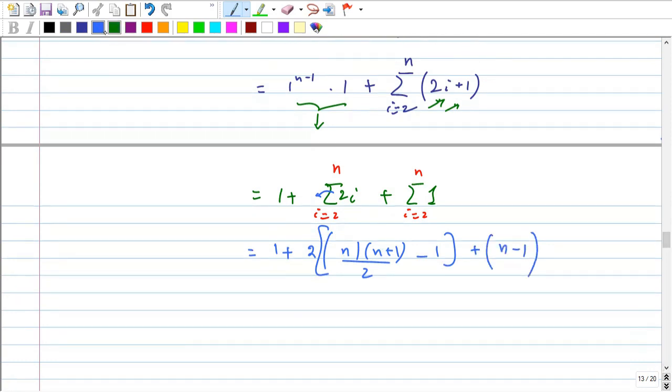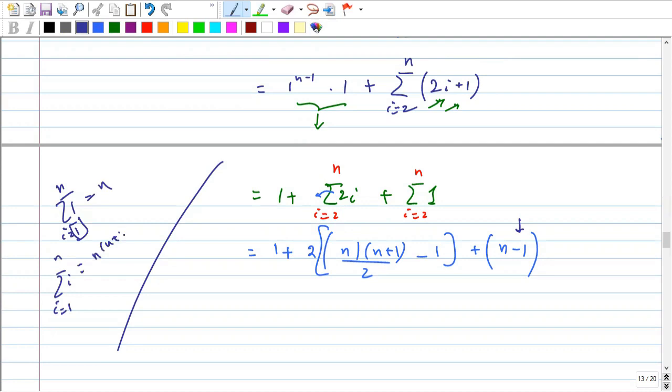If you have a worry about how to figure this out, let me write it here. You have to know that sigma i goes from 1 to n of 1 is n. So when i starts from 2, it means I'm taking the first term off, which gives n minus 1. Exactly the same happened with sigma i from 1 to n being n times n plus 1 over 2. Because it starts from 2, I take the first term away, which is when you plug in 1, you get 1 times 2 over 2, which is 1. So I put minus 1.